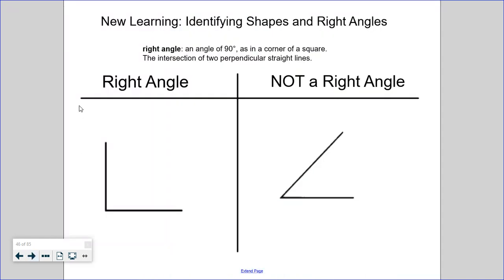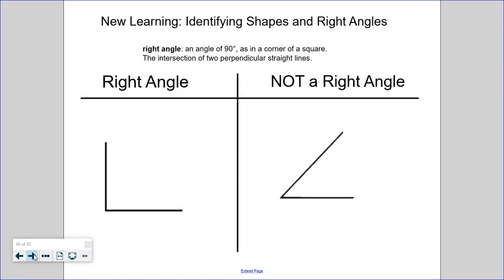So, right angles. We learned that a right angle is an angle of 90 degrees, as in the corner of a square. It's the intersection of 2 perpendicular straight lines. So here on the left, this is an example of a right angle. It makes a perfect square corner. This angle here, this is not a right angle because it does not make a perfect square corner. In fact, this angle is smaller than a right angle. So now I'm going to show you a little trick you can do to determine if an angle is a right angle in a given shape.